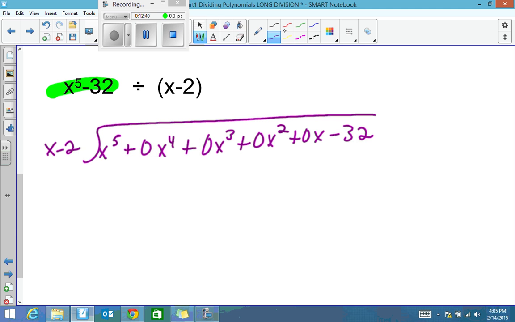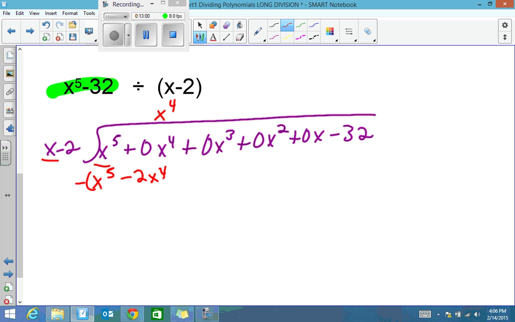So we start the process by asking, what do we multiply x by to get x to the 5th? And the answer would be x to the 4th. So we put that above the x to the 4th term. x to the 4th times x gives us x to the 5th. x to the 4th times negative 2 gives us negative 2x to the 4th.